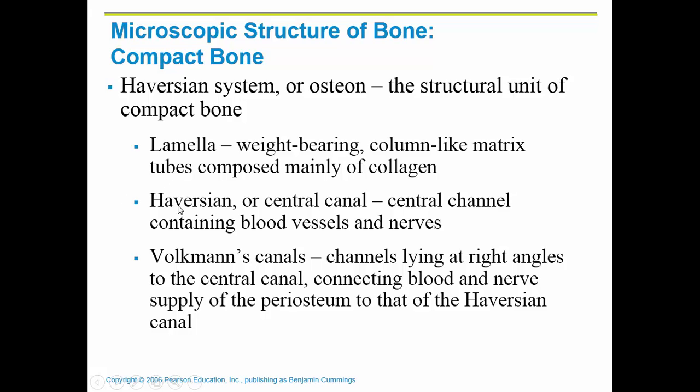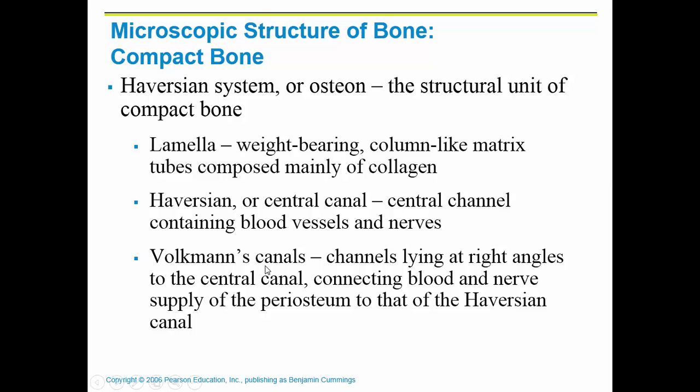Then you have something called a Haversian canal or central canal, and that is going to be the central portion of the osteon that is just a tube, and it contains blood vessels and nerves to go through, because nerves and blood vessels have to be able to get through the bone, and bone is solid, and so because it's solid there have to be holes or canals for everything to get through.